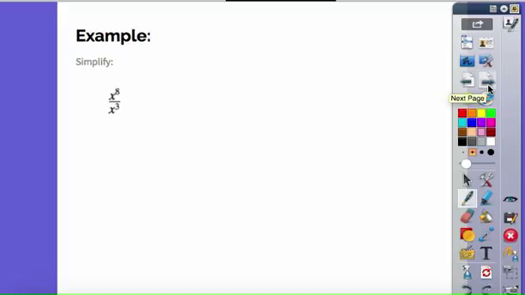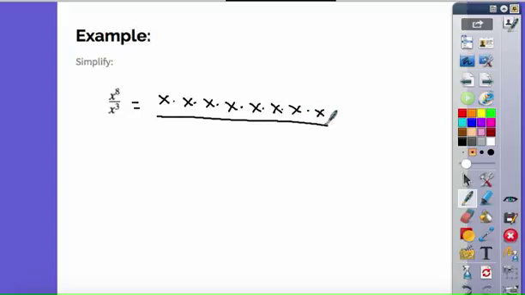When we get to an example here, if we just use the definition, we've got x to the 8th over x to the third, and I can write that top one as x times x times x times x times x times x times x. Let's count them here, 1, 2, 3, 4, 5, 6, 7, one more. And then over x to the third is x times x times x.